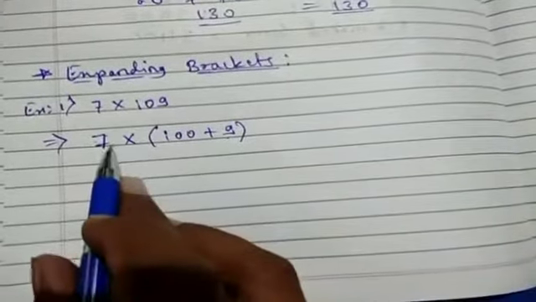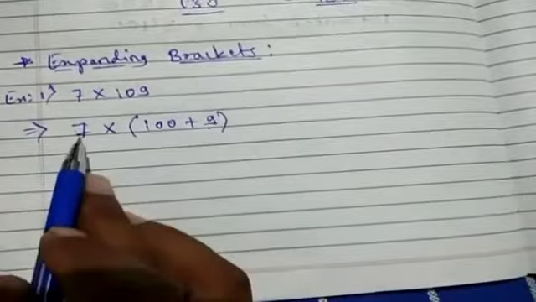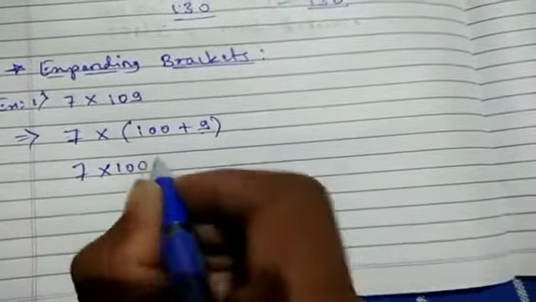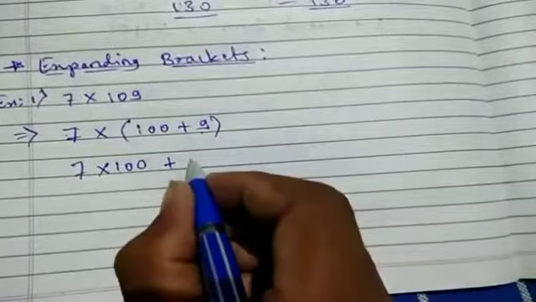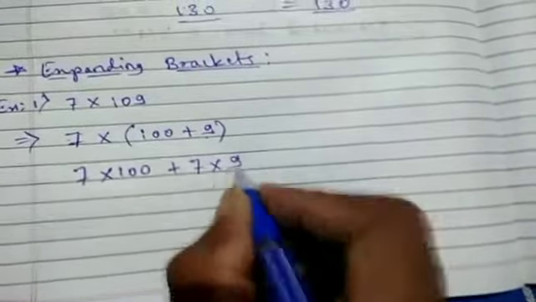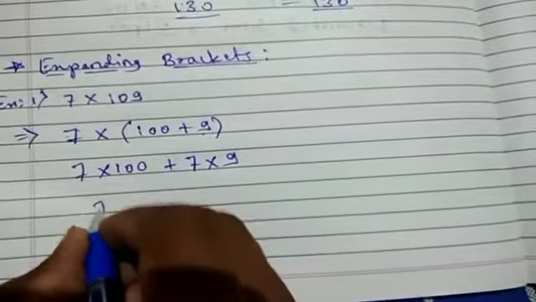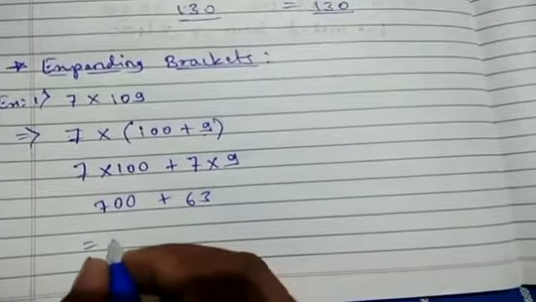So here now what I am going to do, this 100 plus 9 I am going to multiply separately with this 7, as in the previous example we have seen in Meera's and Seema's problem. So now here see, this 7 I am going to multiply first with 100, this plus sign as it is, and then 7 multiplied by 9 separately. 7 into 100 is equal to how much? 700 plus 7 nines are 63. So that is equal to 700 plus 63 is 763.